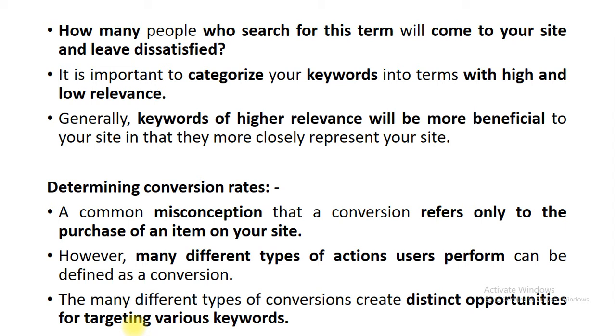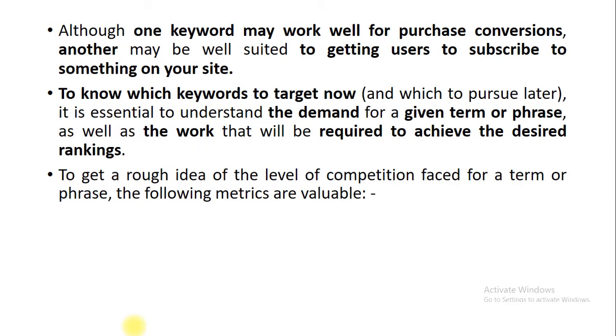So many different types of conversion create distinct opportunities for targeting various keywords. So using this conversion rate you can get different types of opportunities to target a particular keyword. Although one keyword may work well for the purchase conversion, another may be suited to getting users to subscribe to something on your website. See, you cannot use the same keyword for all the types of conversion. Say for example, when you want to subscribe your users to your website, at that time some keyword you need to target.